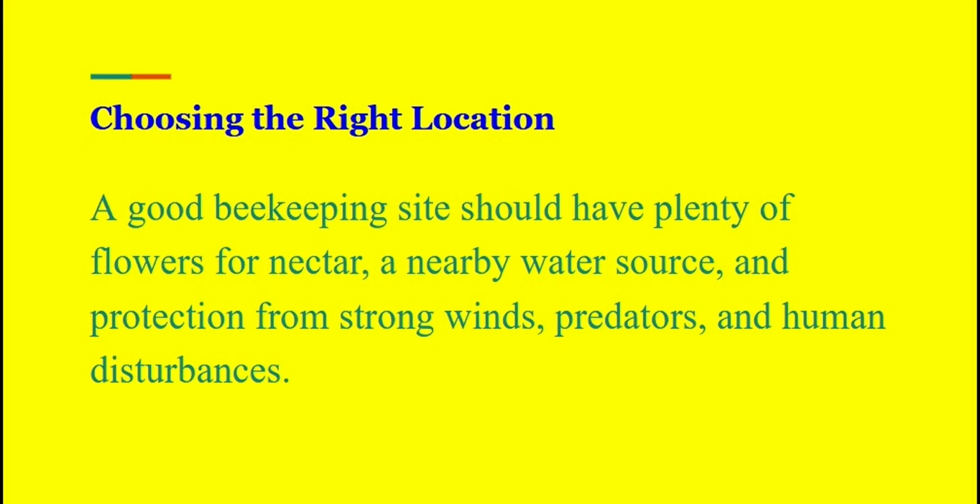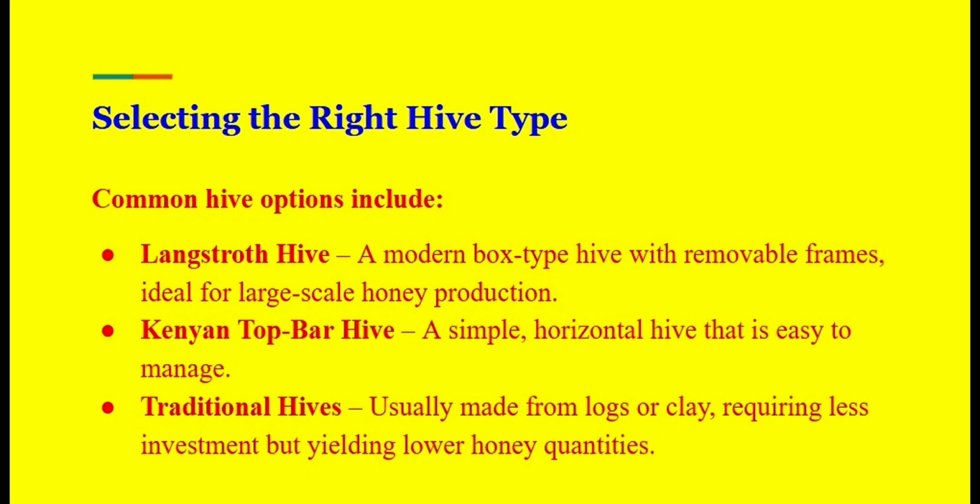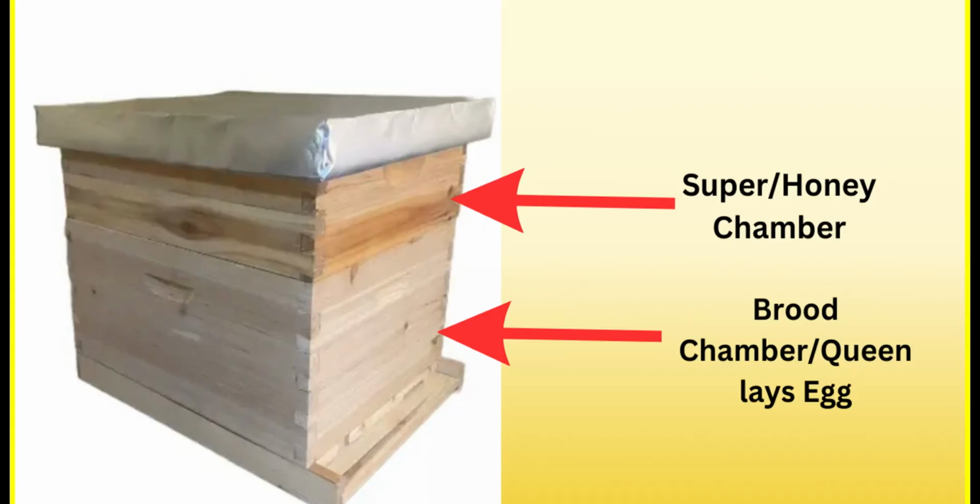The next one is selecting the right hive type. This is very, very important also. Common hive options include the Langstroth hive. It is a modern box-type hive with removable frames, ideal for large-scale honey production. Then the Kenyan top bar hive. Okay, let me explain the Langstroth hive.